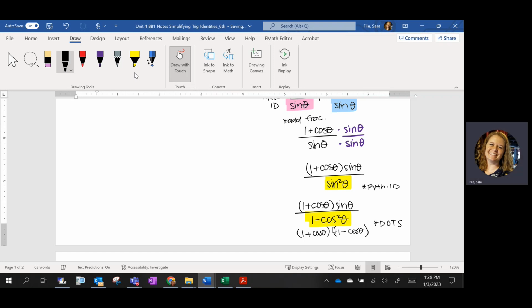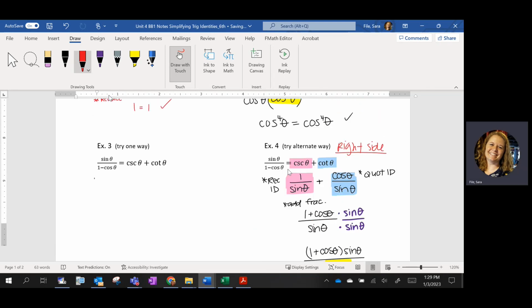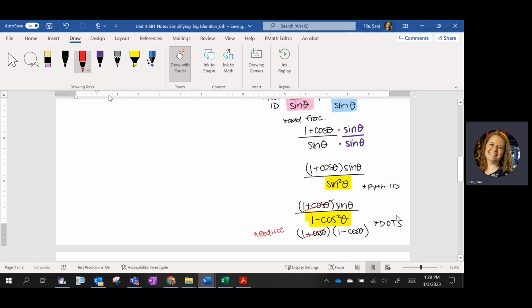So this is factoring that Pythagorean identity, which then allows me to reduce the cosine plus 1, because that's in both the numerator and the denominator, right? And what am I left with? Sine over 1 minus cosine. Is that what I was trying to get it to? Yeah. So that did eventually work.